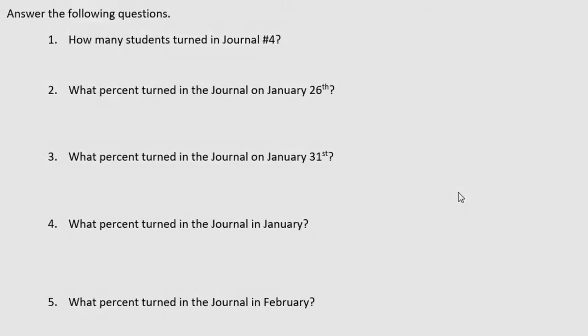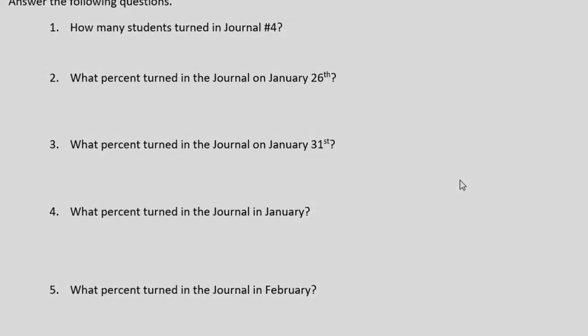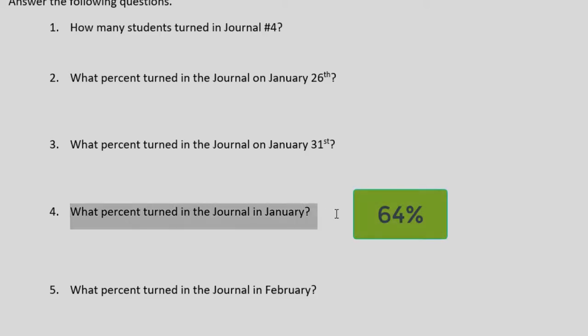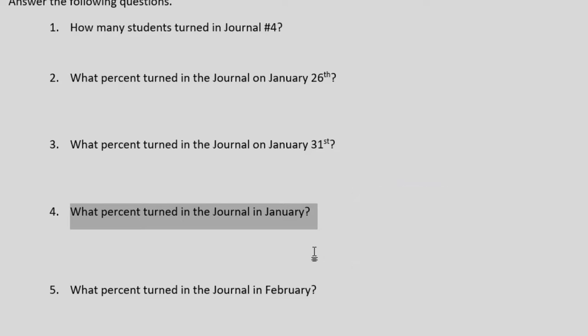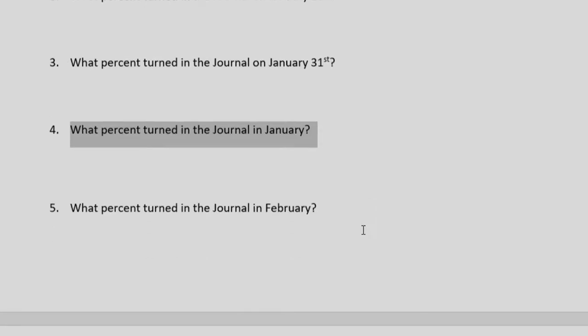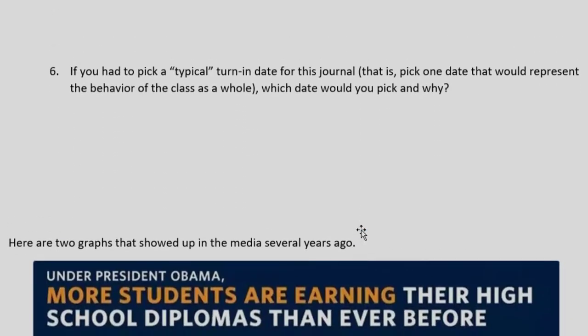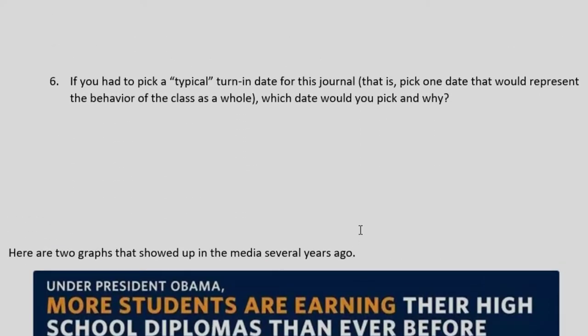What percent turned in the journal in February? Well, actually, this is nice. If we know that 64% turned it in January, whatever's left to get back to 100% must have turned it in February. So that's going to be 36% approximately. You can also do 5 divided by 14. That'll work as well. Okay, now this is probably my favorite question of the batch so far. If you had to pick a typical turn-in date for this journal, which date would you pick and why?